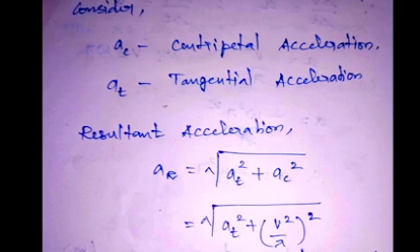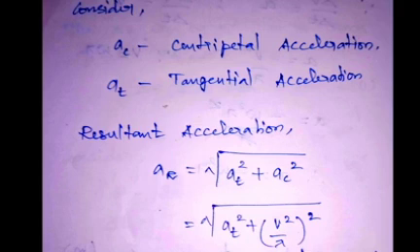Since AC equal to V square by R, substitute in the formula, we get AR equal to square root of AT square plus (V square by R) the whole square. So this resultant value represents the resultant acceleration of a particle moving in a non-uniform circular motion.